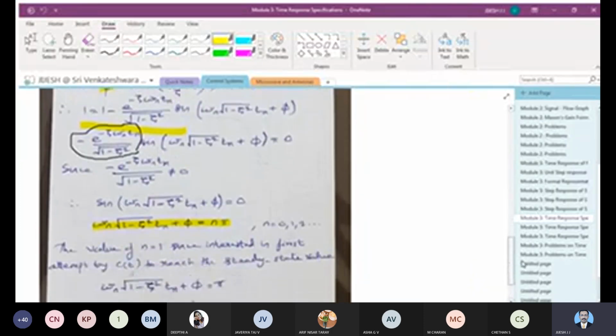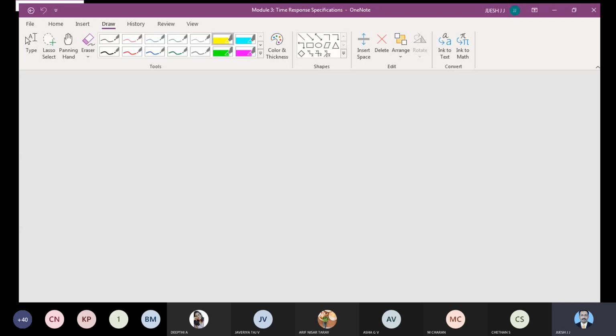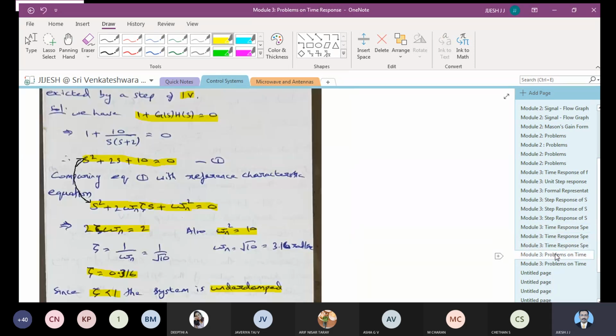So this is the equation for TR which we have studied: pi minus phi divided by omega root of 1 minus zeta square. So omega value you know, zeta value you know. You think how to find out phi, then after that you can substitute those things. So try that problem. I have brought you till zeta and omega. So now we have to find each parameter.